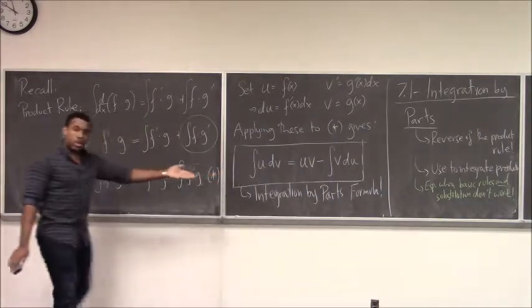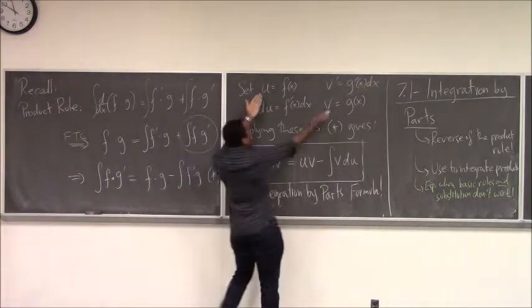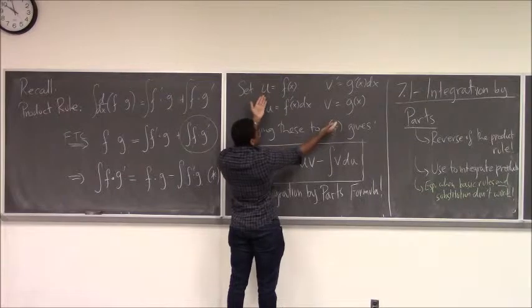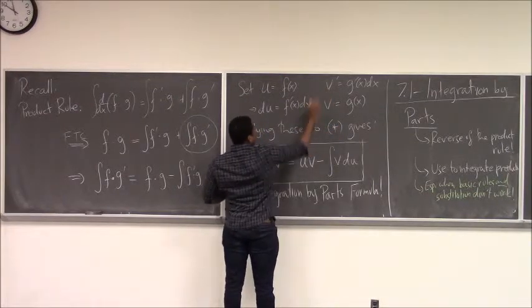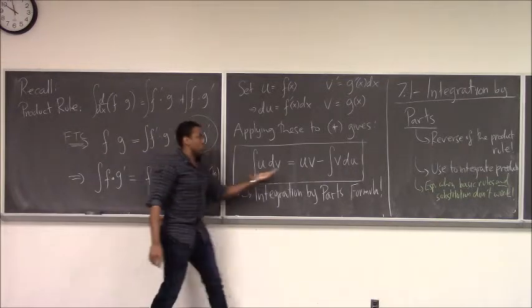And this is how it's done. It's the integration by parts formula. Why is it called integration by parts? Well, because you choose parts. You call one part of your integral the u, you call the other part the dv, and these two parts together give you this formula.